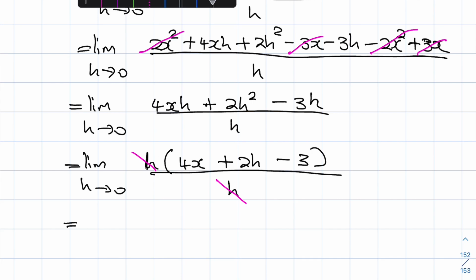Then the final answer will be what? You substitute h to be 0 in this expression, this 2h gives us 0, so you'll have 4x minus 3. So that's the end of the question.